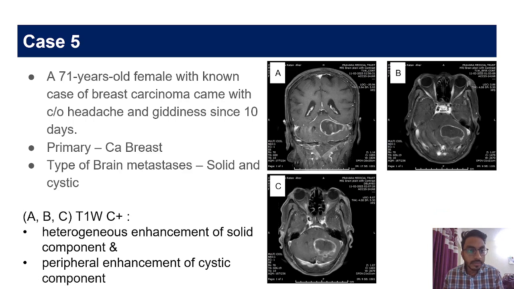So we have case 5, a 71-year-old female, a known case of breast cancer, who came with complaints of headache and giddiness since 10 days. Primary here is carcinoma breast, and the type of brain metastasis is solid and cystic. On post-contrast study, we have heterogeneous enhancement of the solid component and peripheral enhancement of the cystic component.